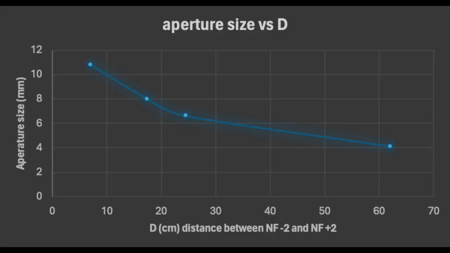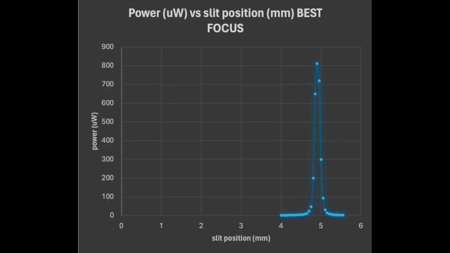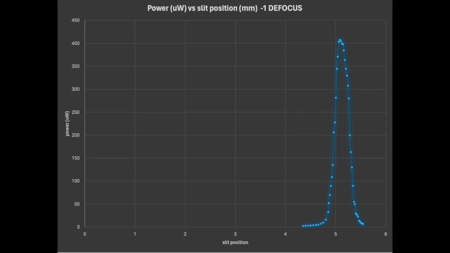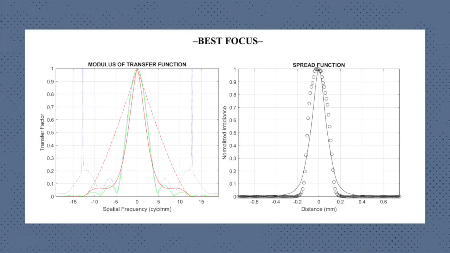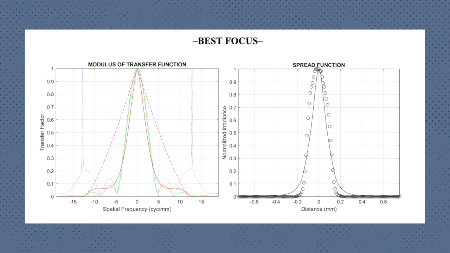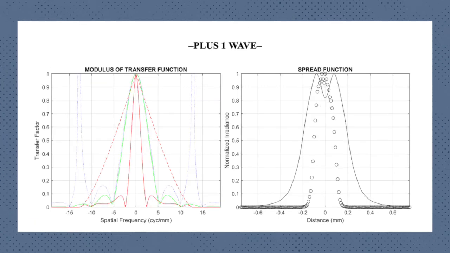So the first plot I want to show you guys is aperture size versus D, which is the difference between Z1 and Z2. And here you can see that the quadratic relationship that we described in the theory section is proven correct. Next, we can see these line spread functions at different focus positions. Here we see best focus, here we see plus one waves of defocus, and here we see minus one waves of defocus. We were then given MATLAB code that allowed us to transform this LSF function to an MTF function, and you can see these on the left of our graphs.